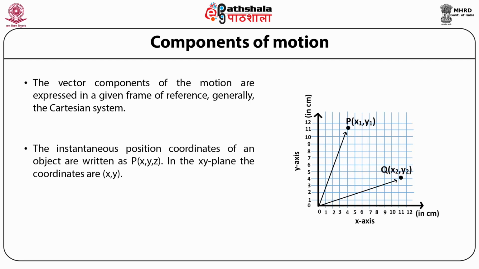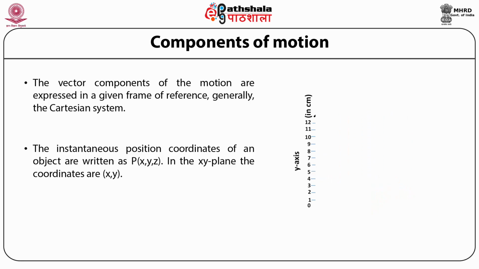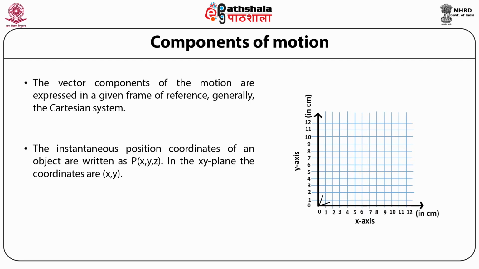The instantaneous position coordinates of any object are written in terms of x, y, z, for example, in three-dimensional space, or in the xy plane, the coordinates are simply x, y. In this picture, you see the positional coordinates of a body which happens to be at point P at a certain time t, and at a later time, let's say t prime, it happens to be at point Q.